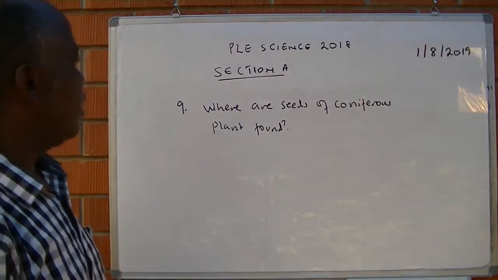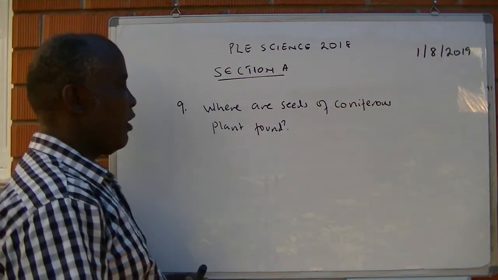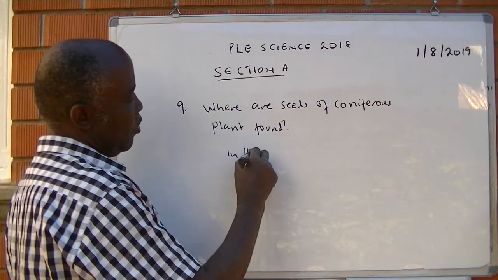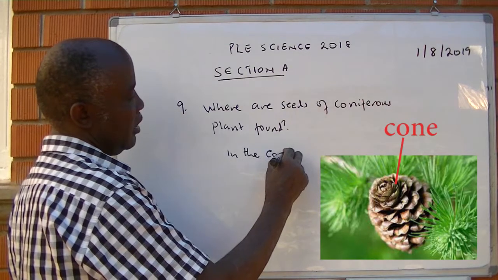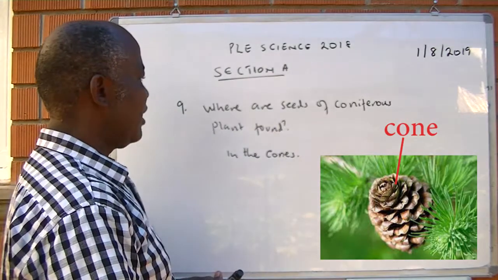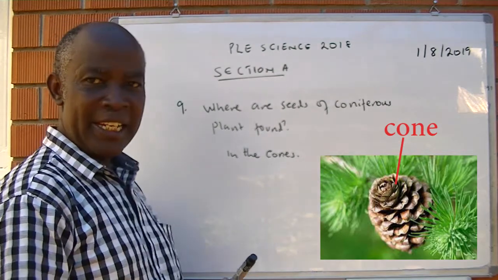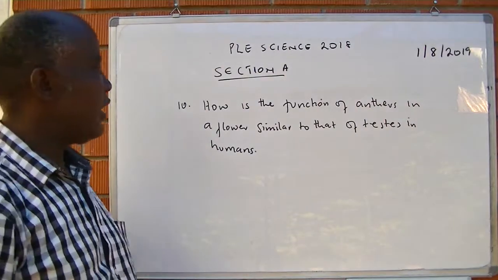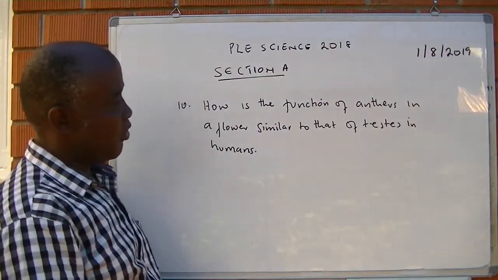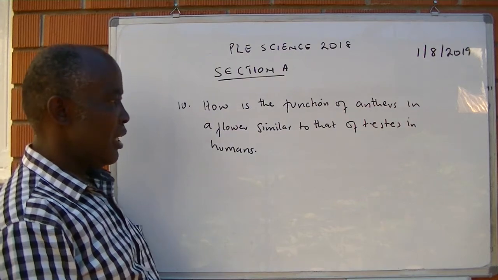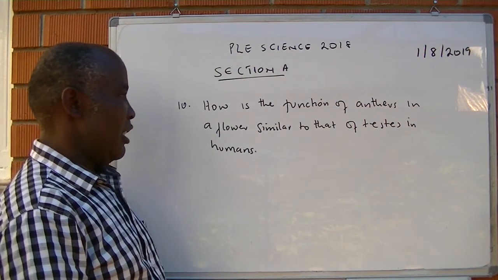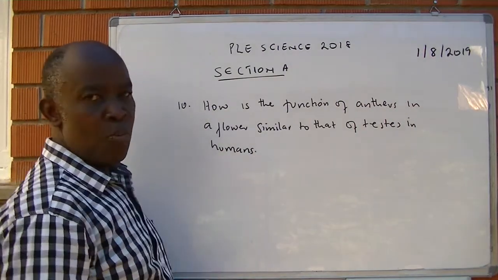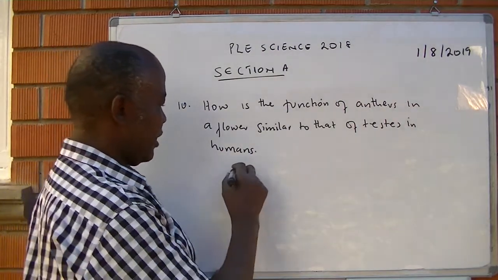Number 9. Where are the seeds of coniferous plant found? In the cones. Coniferous plants bear naked seeds in the cones. Number 10. How is the function of anthers in a flower? Similar to that of testes in humans. Both produce male gametes.